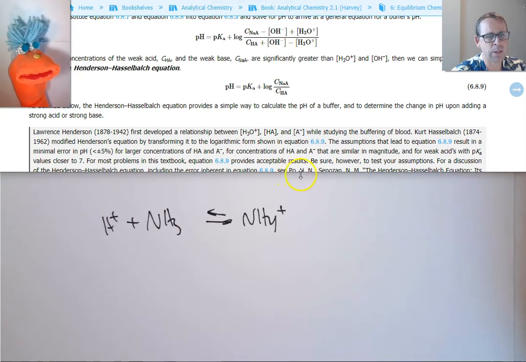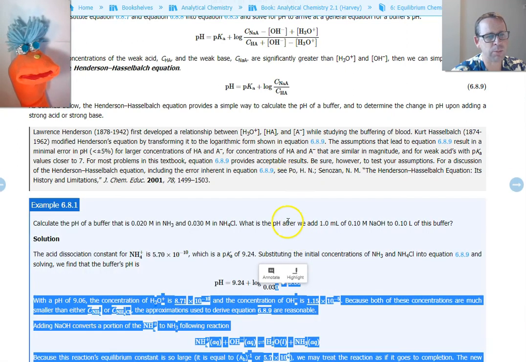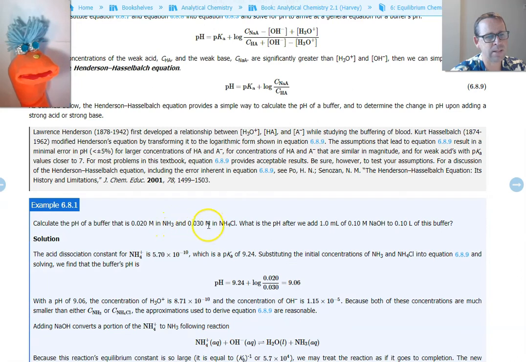So that's how we'll remind ourselves that we need to find the acid equilibrium dissociation constant for NH4 plus. So 5.7 times 10 to the minus 10. And then we take the negative log of that to get our pKa. So now we can solve for the pH by putting the pKa and adding the log of the ratio. 0.02 is the concentration of our NH3. 0.03 is the concentration of our NH4 plus.